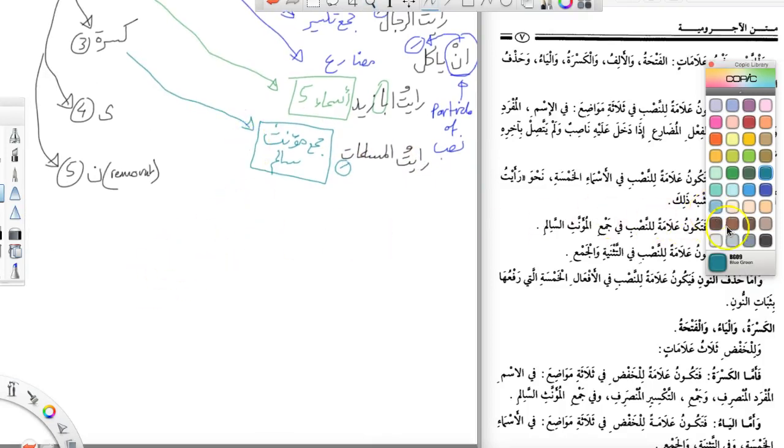And the next one is Ya. So Ya applies to two situations. I'll do this in pink color. Two situations where the Ya symbolizes the nasab. Number one is where you have a dual word. So for instance, if I say Qara'tu al-kitabayn, I read the two books. So here, that Ya is what it's talking about. That Ya. So that's dual.